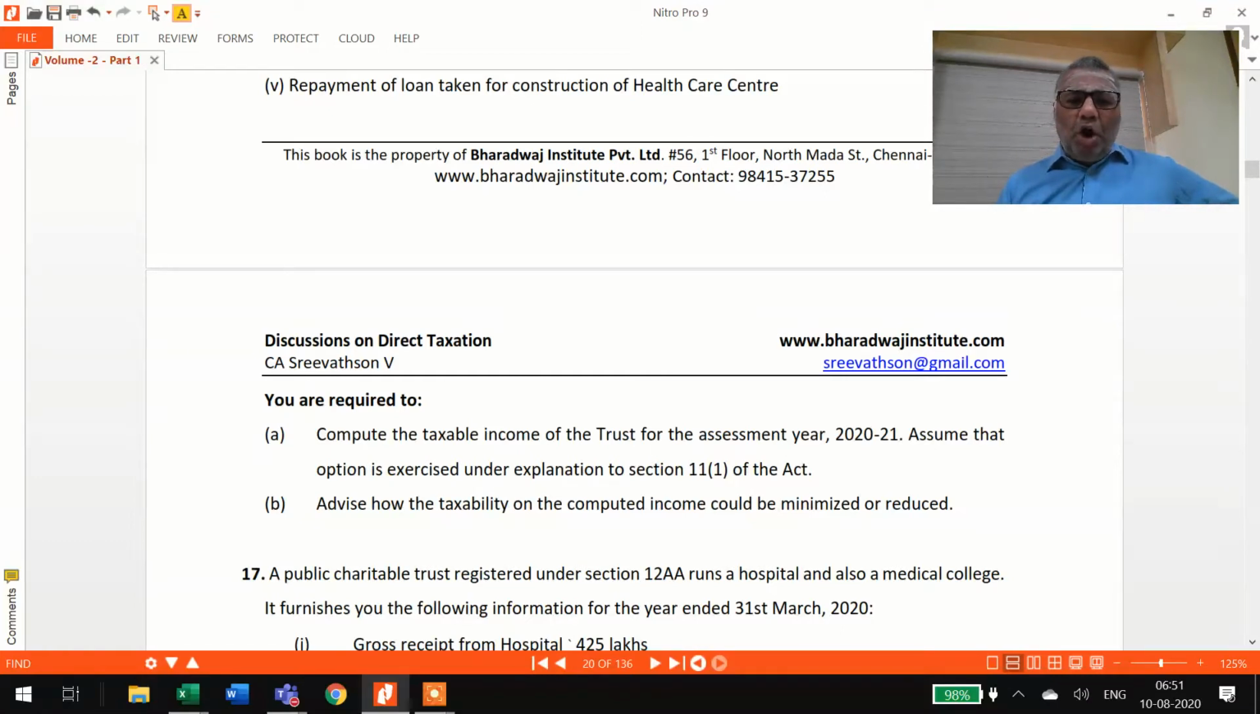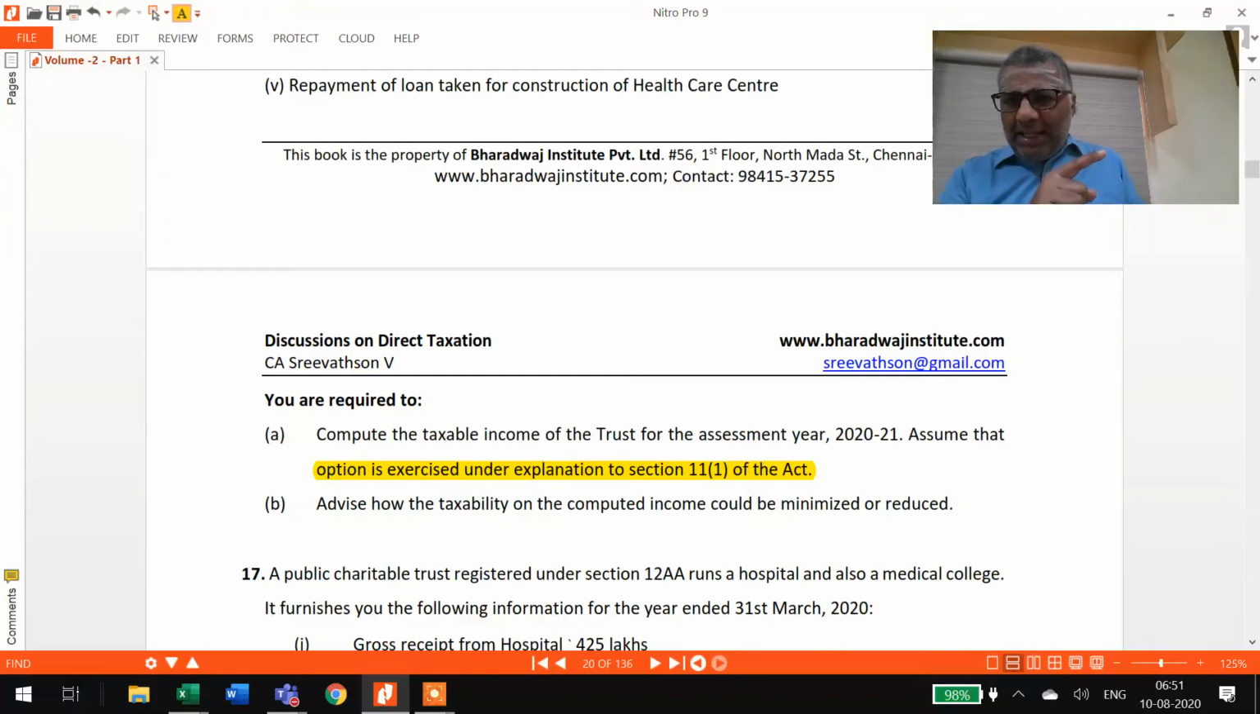Assume that the option is exercised under section 11(1) of the Act. The option exercised means that amount not received and impracticable to apply. That is 11(1); 11(2) is conditional accumulation. 11(1) is impracticable to apply. I only received it on the last day, so I will write in my return itself that it is impracticable, and I will use it in the next year. That's the option under 11(1).